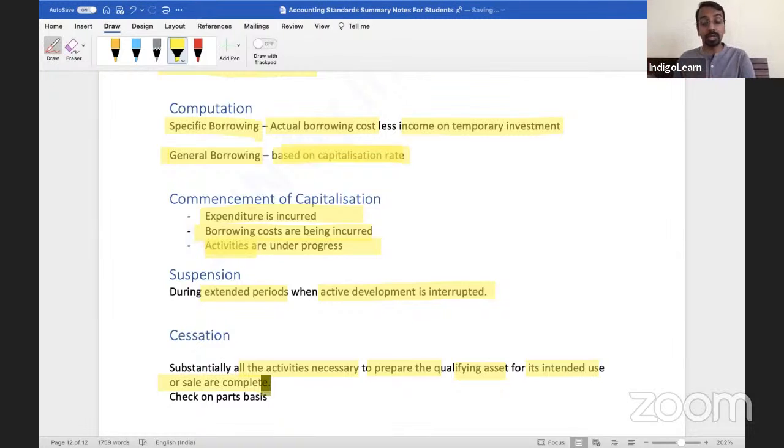Or some puja has to be done, some muhurat has to be found out. Those are all decorative, ancillary things. Is the building ready for its use? Yes, then stop the capitalization. You have to check it on a part by part basis. So let us say a project has 5 blocks. 3 blocks are completed, 2 blocks are under progress. For those 3 blocks which are completed, you will not capitalize borrowing cost.